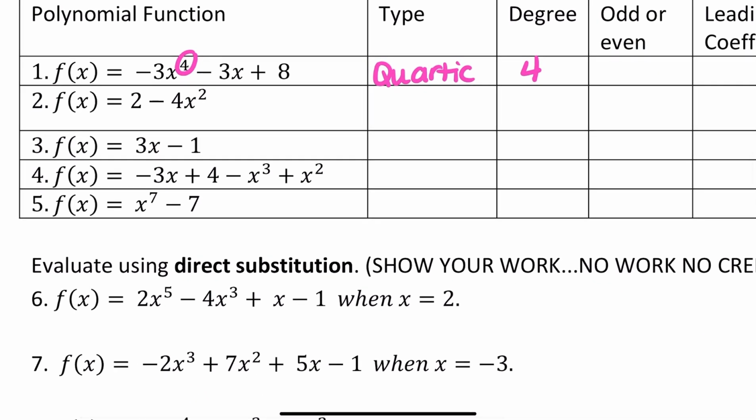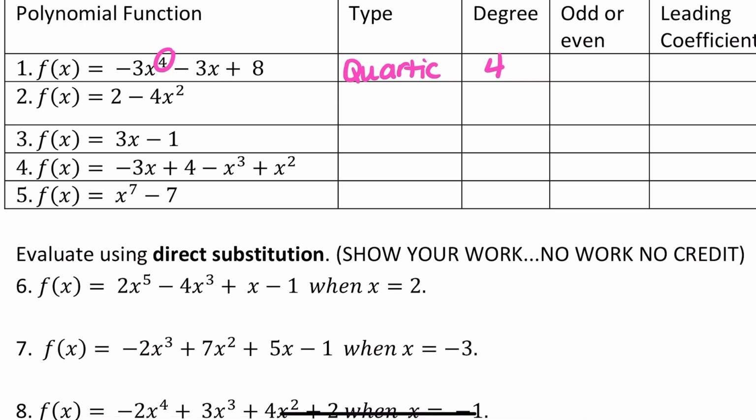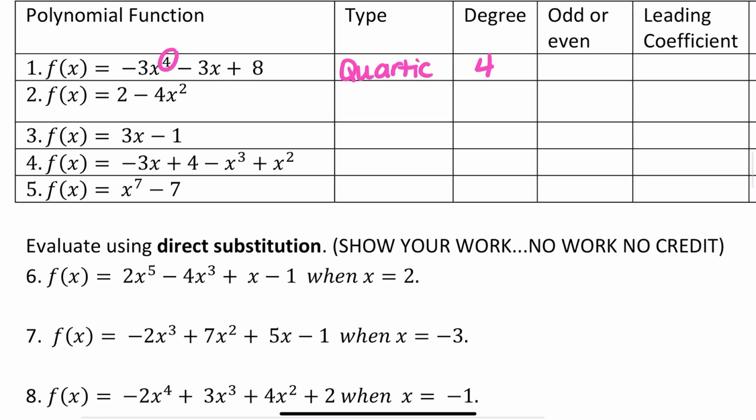Now let's move on to odd or even. In order to identify whether or not the polynomial is odd or even, you need to identify the leading coefficient first. The leading coefficient is the coefficient attached to the degree, attached to that highest exponent. So the leading coefficient here is negative 3. Negative 3 is an odd number, so this is an odd polynomial function.